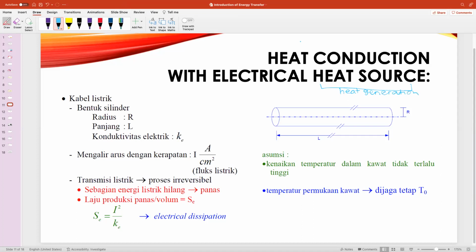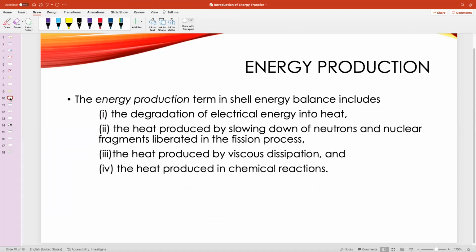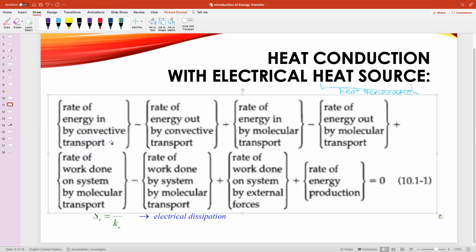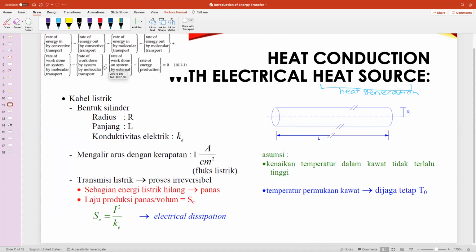So here, if I can go back and copy, this is the shell energy balance, and I copy it here. Maybe I can make it smaller. This one is just to check the correlation with the mass balance. So here, what we're looking at is heat generation caused by electric sources. So we have a rate of energy production.